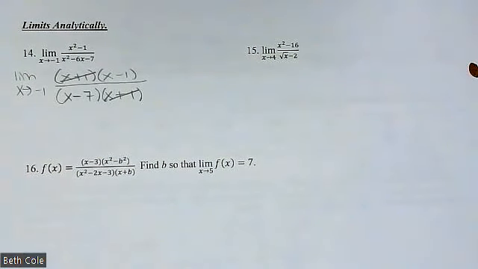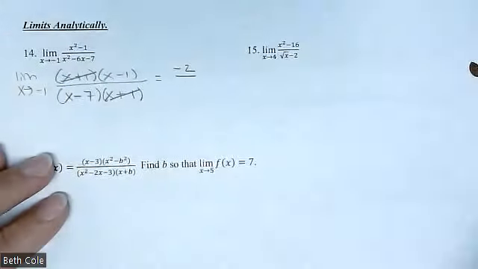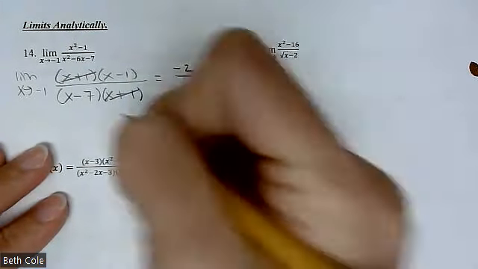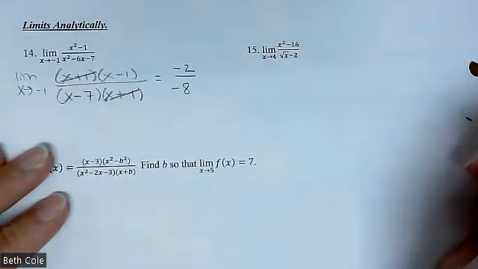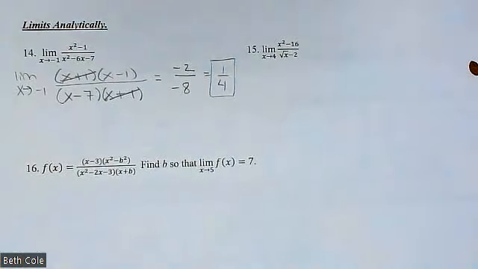And then you have another step. Like, what do you still have to do? Yep. Plug in -1 to the x's. So that's going to make your numerator -2 and your denominator -8. So the negatives will cancel. And 1/4 is your answer.